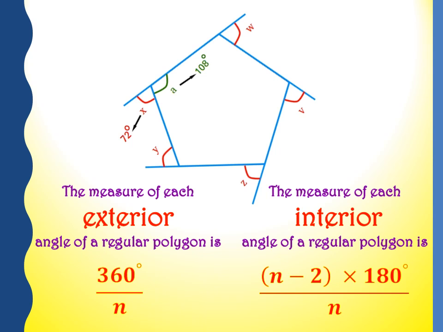The measure of each exterior angle of a regular polygon is 360 divided by n, the number of sides of the polygon. And the measure of each interior angle of a regular polygon is (n minus 2) multiplied by 180, divided by n.